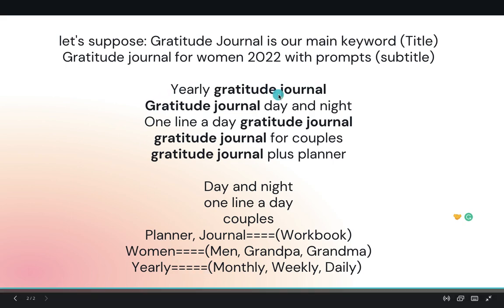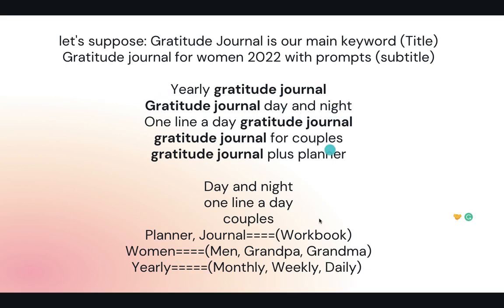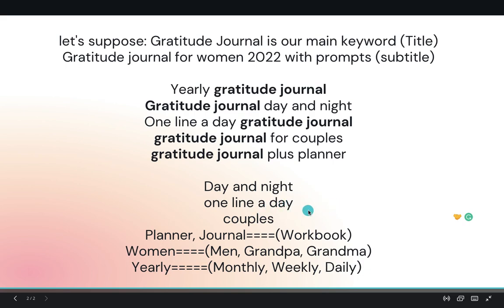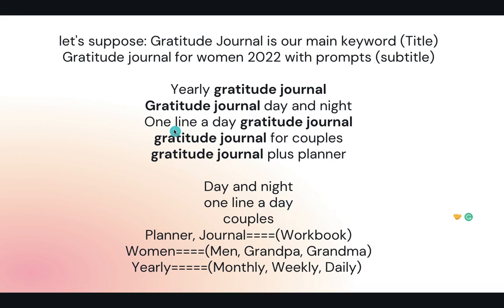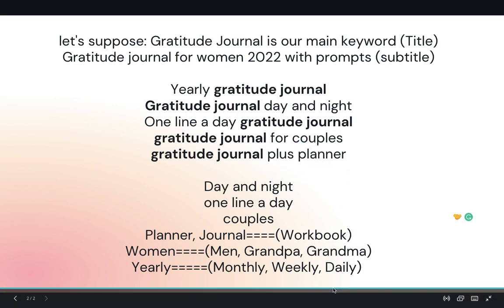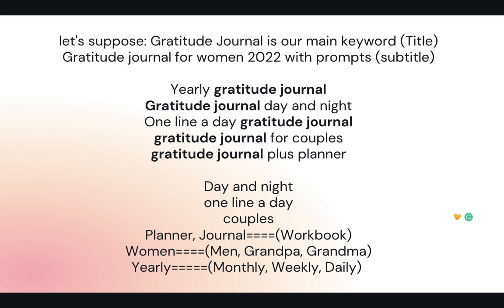Okay, similarly day and night, you can use evening. I have not written it here, but here I can write evening, morning, so you can use that as well. Planner I have already. Couples, you can use it for marriage. Gratitude journal for marriage, gratitude journal for daughter, gratitude journal for single woman, gratitude journal for single mom. Why not, right? So these are the words that you can use.